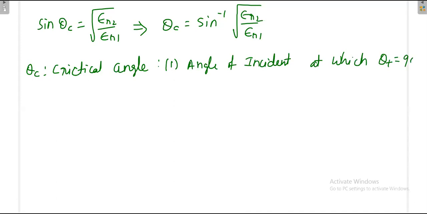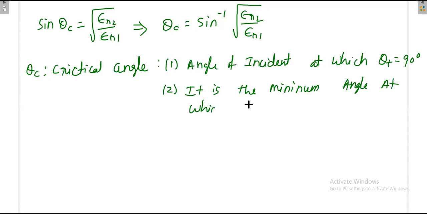Or otherwise, it is the minimum angle at which the total internal reflection starts. There is no transmission, only reflection is there. It is the minimum angle at which total internal reflection starts.